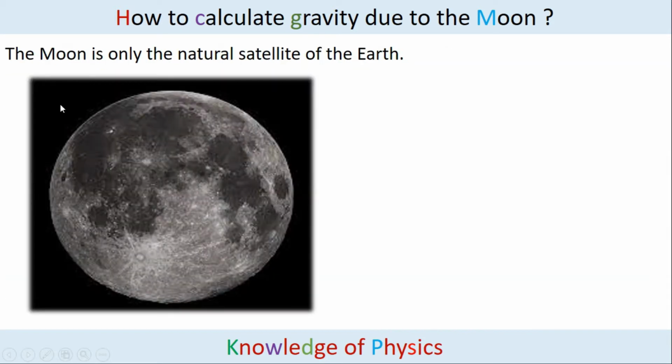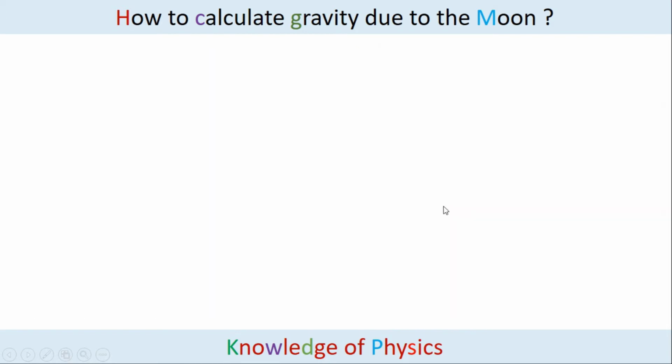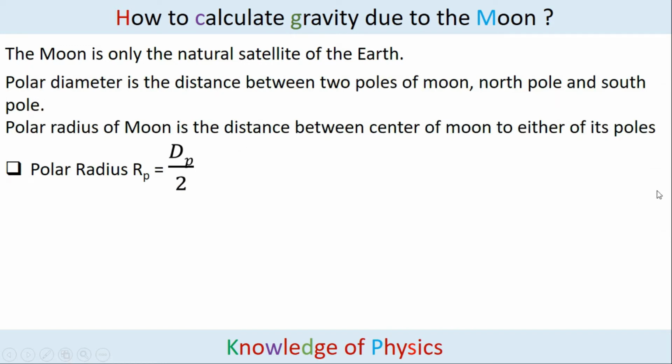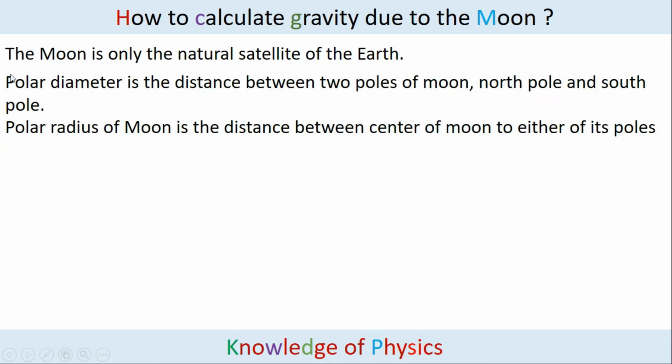Let me show you some picture of moon. This is the picture of the moon, and it is obviously spherical in shape. The distance between the north pole and the south pole is called its polar diameter, and this is center. Unlike this diameter, the diameter along the equator is called equatorial diameter. The polar diameter is the distance between two poles of moon, north pole and south pole.